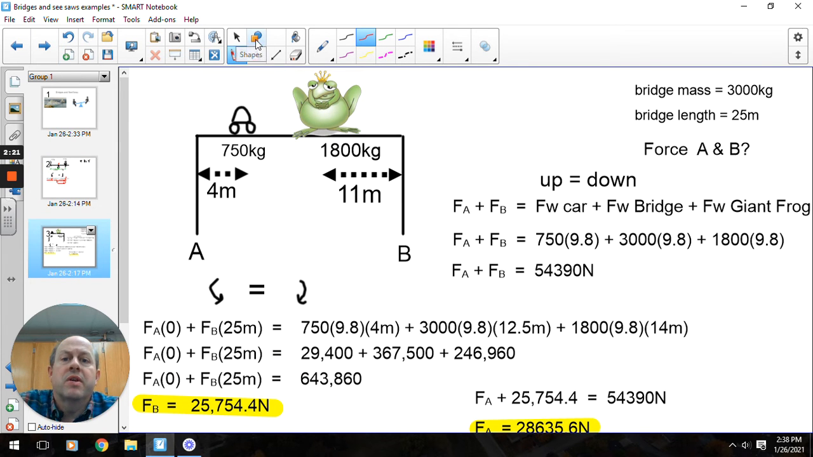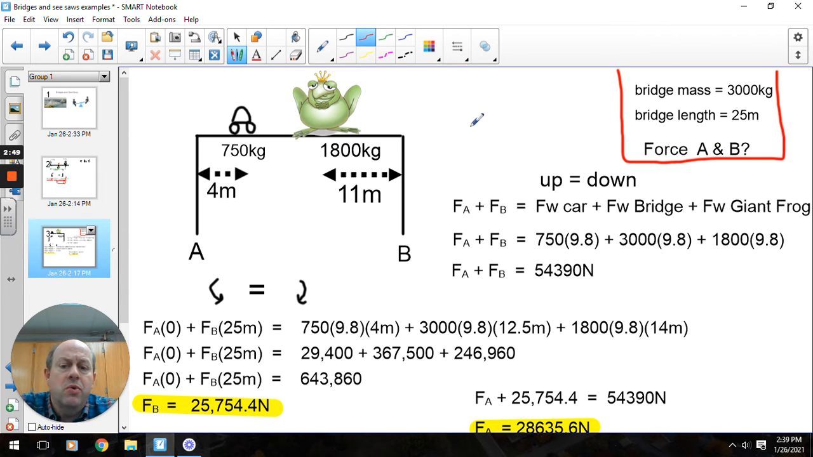Another example is our bridge problems. These are kind of classic problems we'll do a lot. We have a car and a giant frog here on the bridge. Here are our bridge specifications, mass and length, and we'll assume it's uniform, so the center of mass of the bridge is right there in the center of the length. Our question is, what are the forces A and B pushing up with?